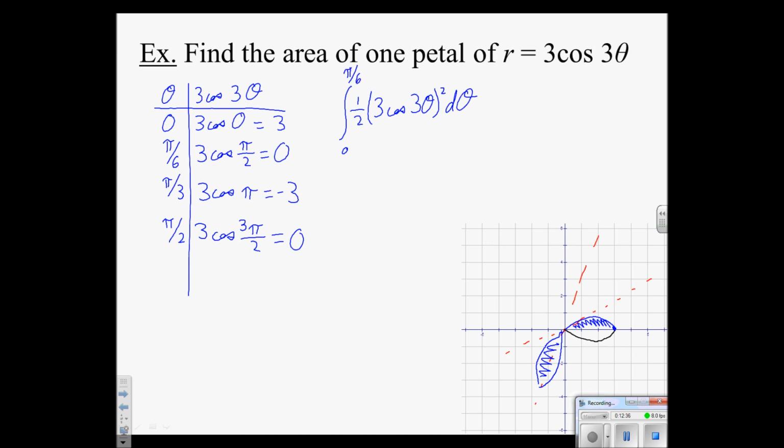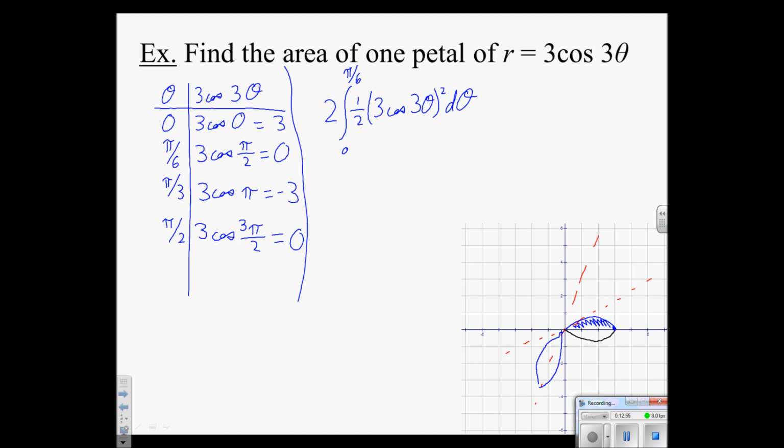But of course, that's not an entire petal. That's only half a petal. So what do? We double it. The integral that I've set up finds the area of that half a petal that I've shaded. But now when I double it, now I'm getting the entire petal.